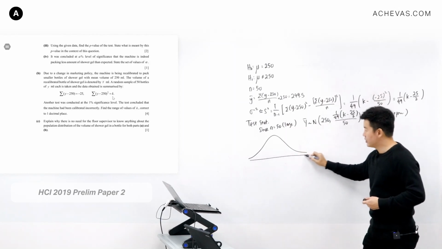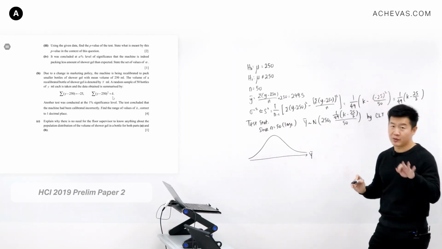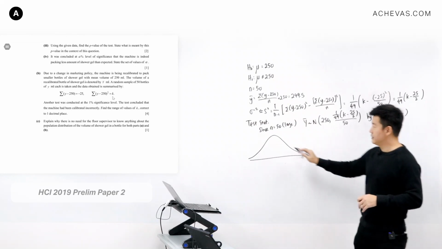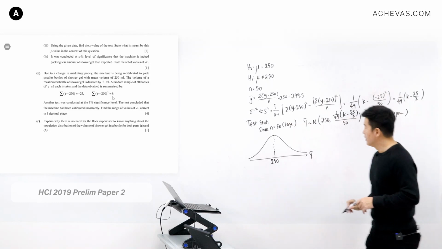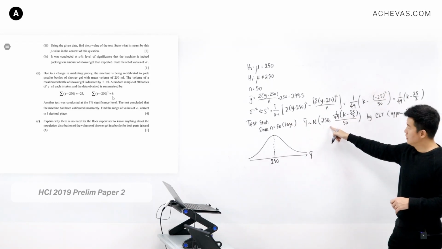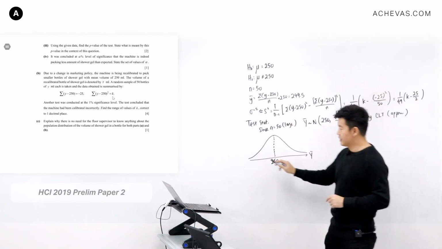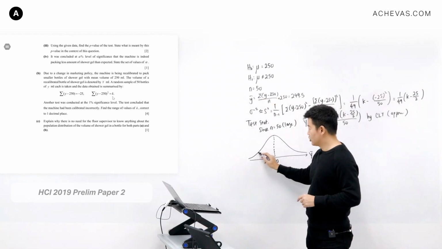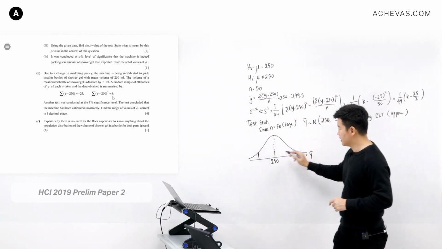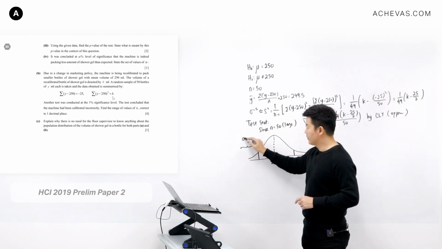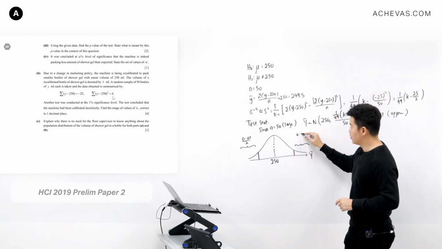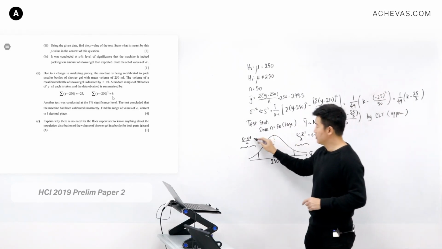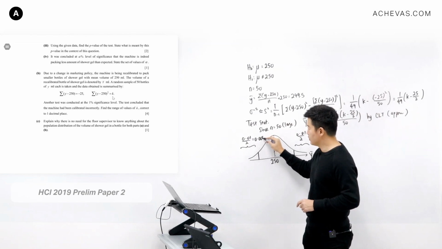I like to draw the bell curve, and this is y bar. Some of you are already doing that, I know. Then here, I have 250. Because we are talking about 1% level of significance, and it is a two-tailed test, my critical region is going to be on the two sides here. So on here, we have 0.01 divided by 2. In here, we have 0.01 divided by 2, which is equal to 0.005.